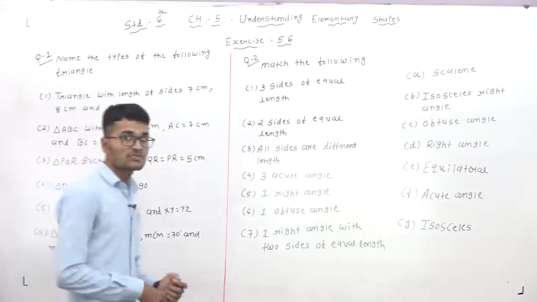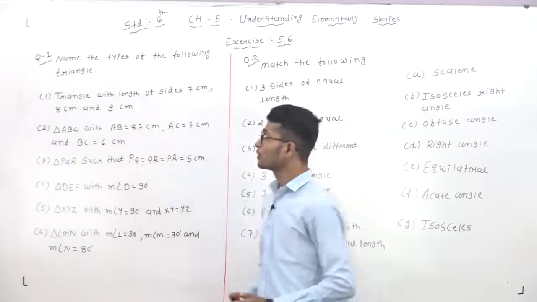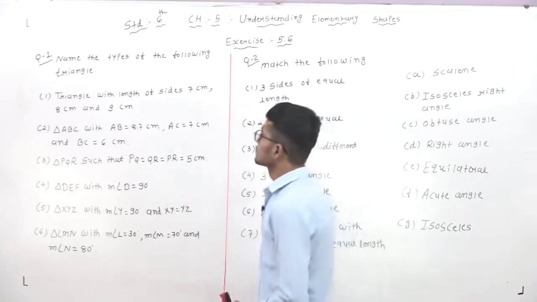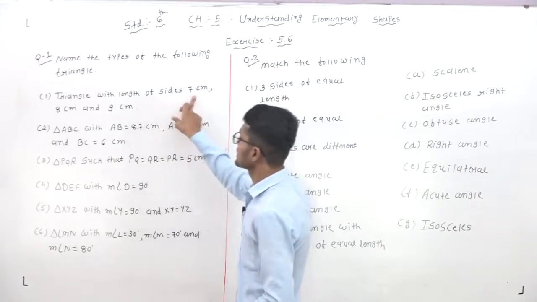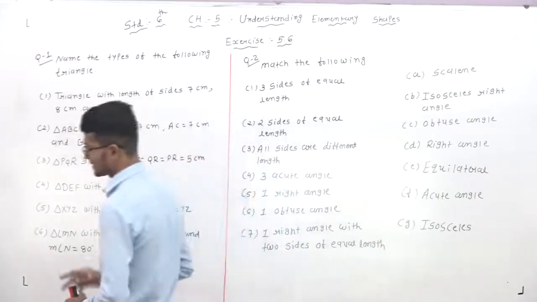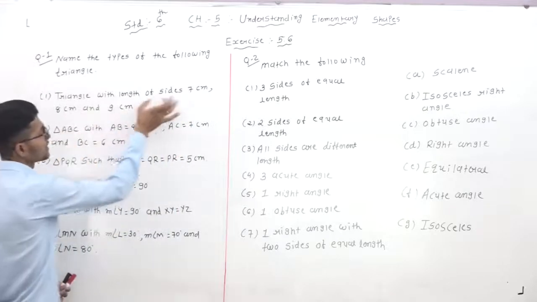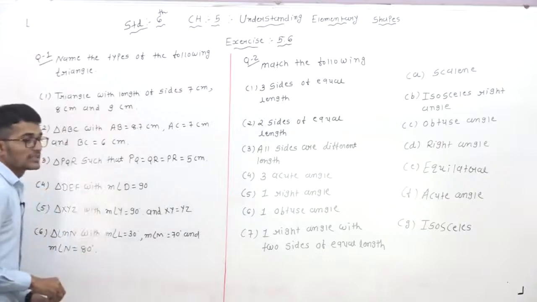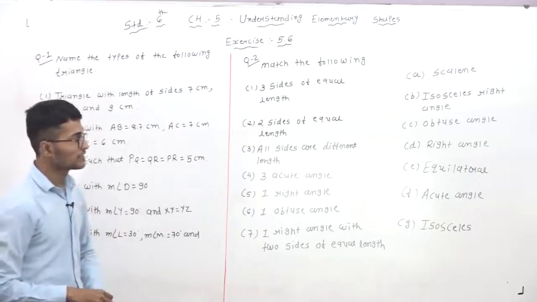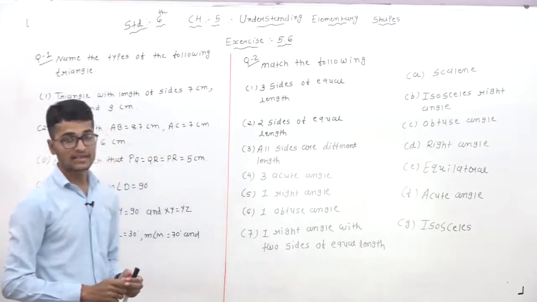This means in this question we will write the name of the following triangle. So first one, triangle with length of side 7 cm, 8 cm and 9 cm. In this triangle the three sides are different. If any triangle's three sides are different, it's called a scalene triangle.